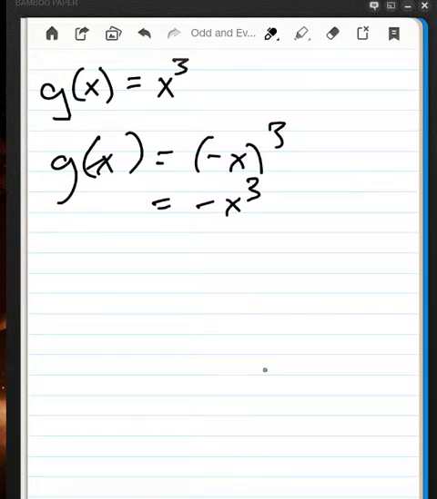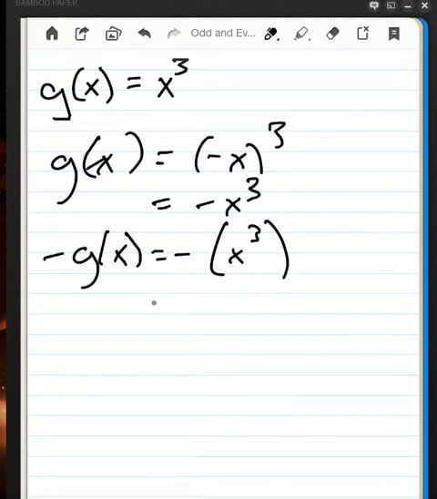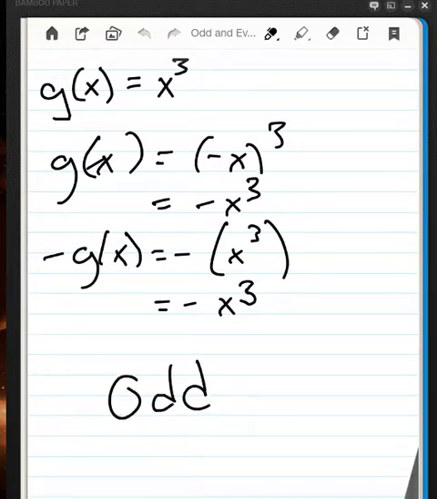Okay, so what happened to my function? My function is not exactly the same. Is it completely the opposite? Well, let's take a look. The opposite of g of x would equal the opposite of x cubed, which is indeed what we got. We got the opposite of x cubed. So because negating x also changed my y values to be the exact opposite of what they used to be, this function is an odd function.